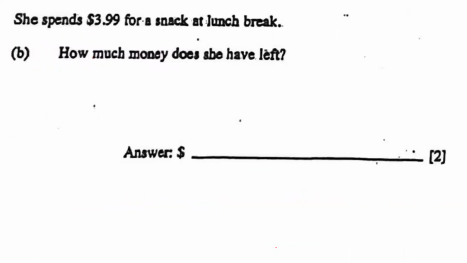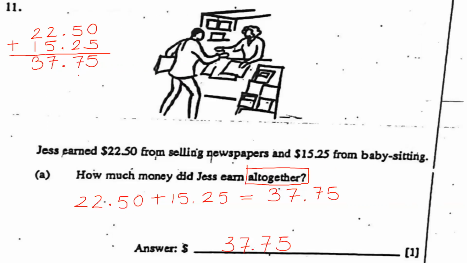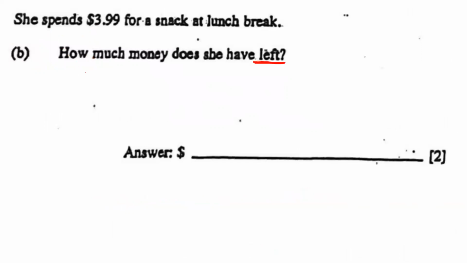She spends $3.99 for a snack at lunch break. How much money does she have left? Keyword: left. We are definitely going to subtract, right? So we have to subtract from how much she got altogether, which is $37.75.